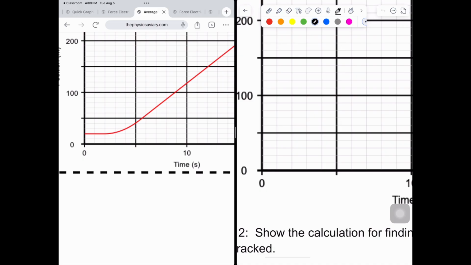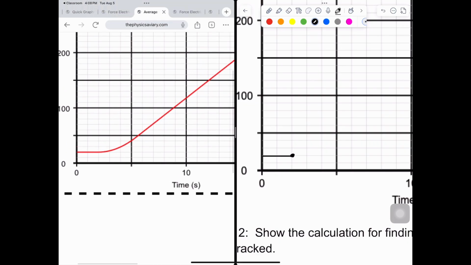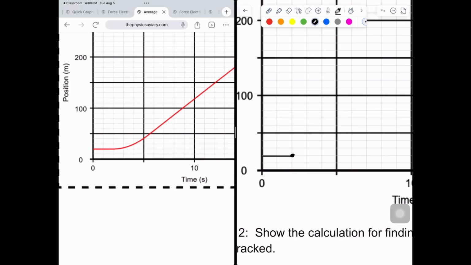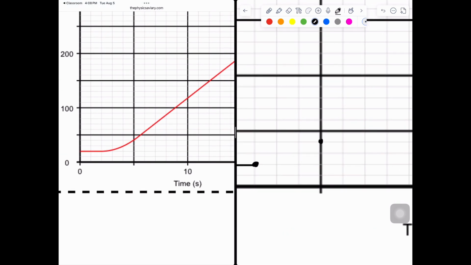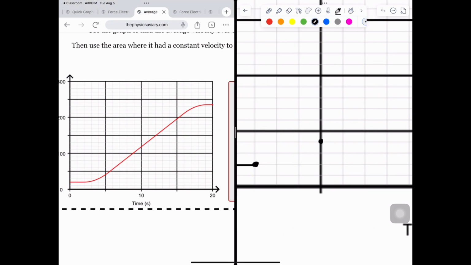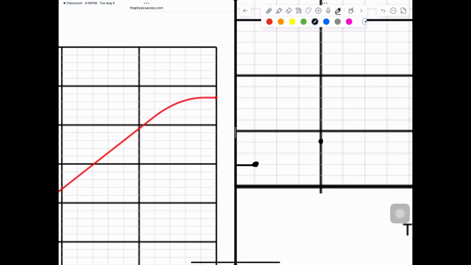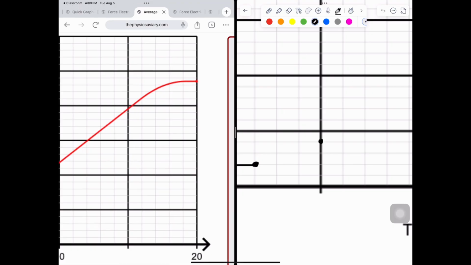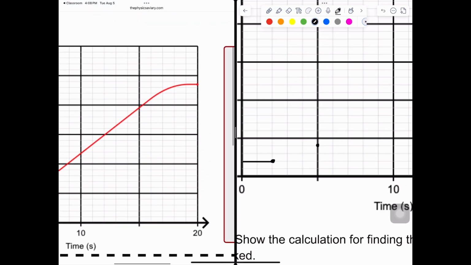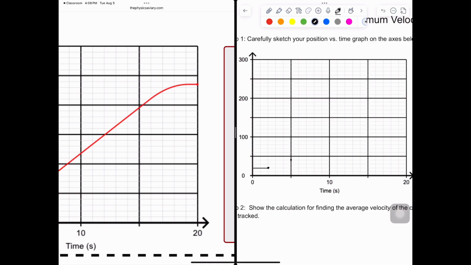So I'm going to make a dot there. Okay, so I know that's going to be a straight line until that point. And then I can see it starts to curve. Now, it doesn't start to get straight, at least for my graph, until about 5 seconds. About right here. Okay, and then you can see all the way up my graph, it's going to stay straight until about 16 seconds. So 16 seconds and 210 meters. Make a dot on that one.